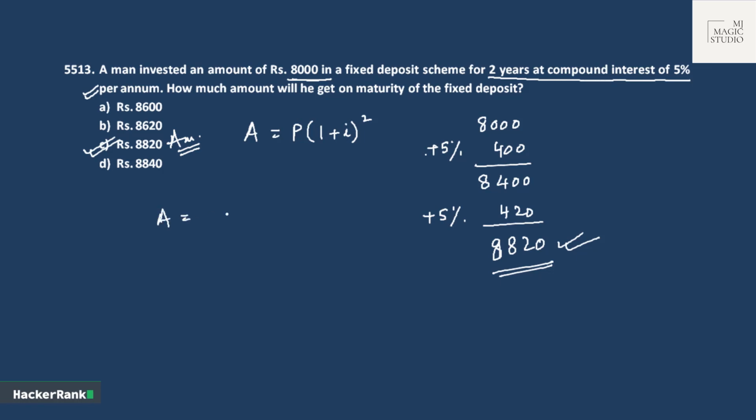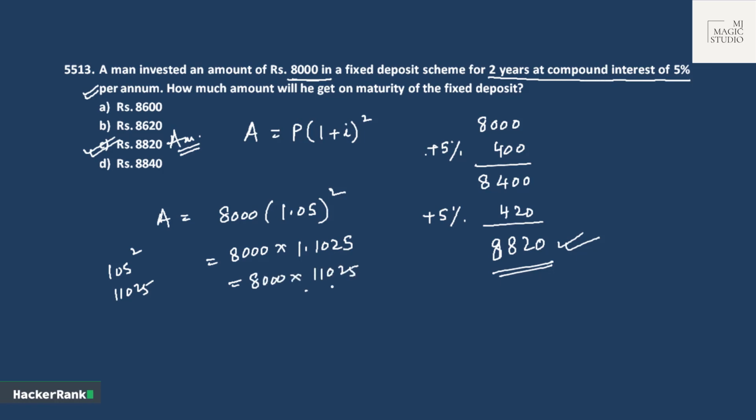Or simply, amount is 8,000 into 1.05 to the power 2. 105 square is 11025. So that would be 8,000 into 1.1025. 8,000 into 11025 by 4 zeros. Again, it will be a lengthy process. Sometimes the base traditional method helps to calculate it in no time.